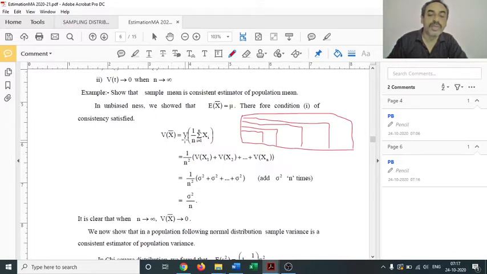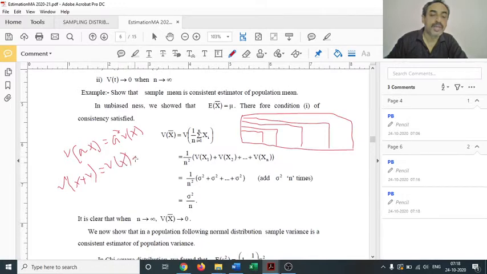So variance of x bar is variance of 1 by n sigma i equal to 1 to n xi. So it is 1 by n square variance of x1 plus variance of x2 plus etc plus variance of xn. Here we make use of two properties. One is variance of ax is equal to a square variance of x. The second is variance of x plus y is equal to variance of x plus variance of y when x and y are independent.